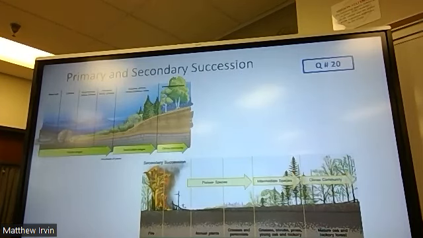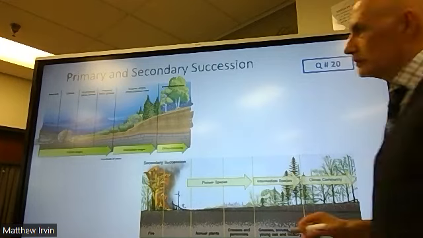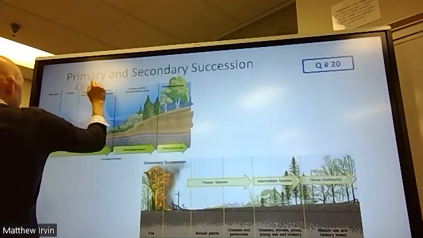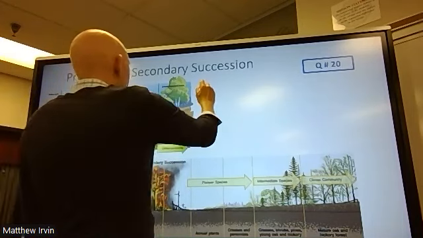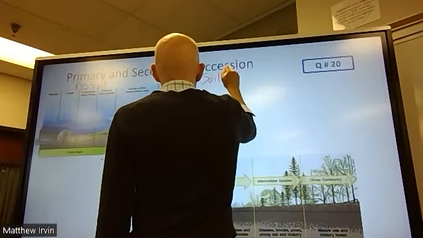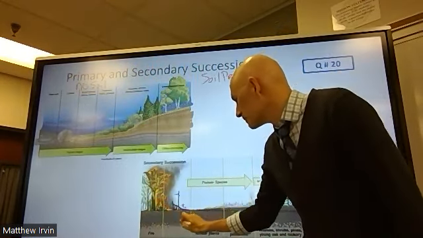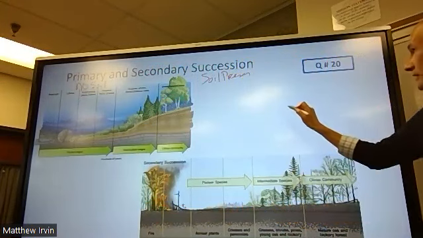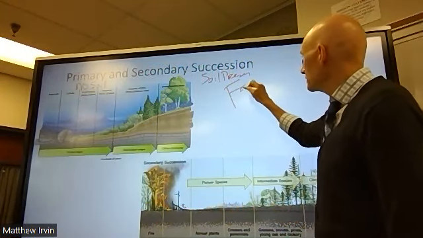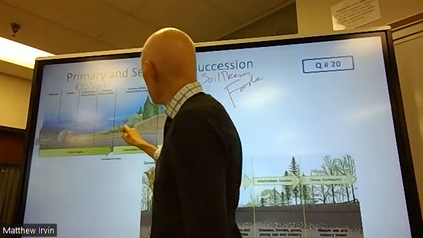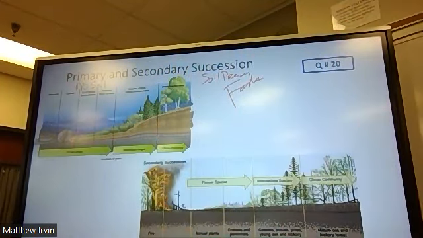So primary, secondary succession. One thing you need to know, it's about the soil. So primary is no soil to start. Secondary, soil is present. So with your forest fire, your soil is already there. So this is going to be much faster. And primary is going to be very slow because you have to build up that soil over time.